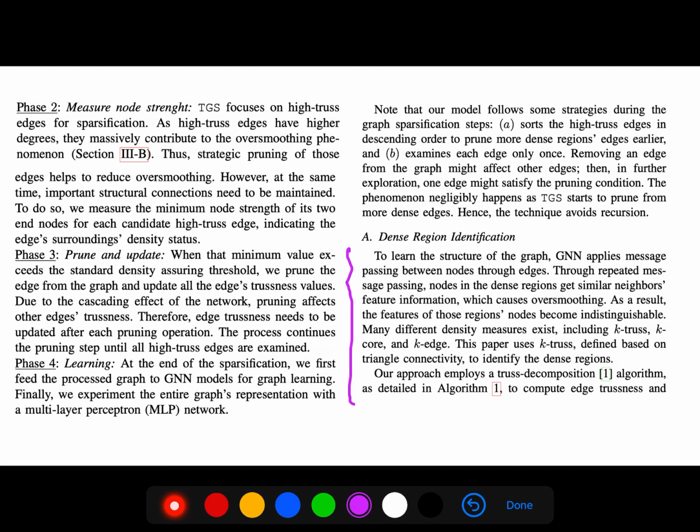To learn the structure of the graph, a GNN applies message passing. Through repeated message passing, nodes in dense regions get similar neighbors, which causes oversmoothing. As a result, the features of those regions' nodes become indistinguishable.